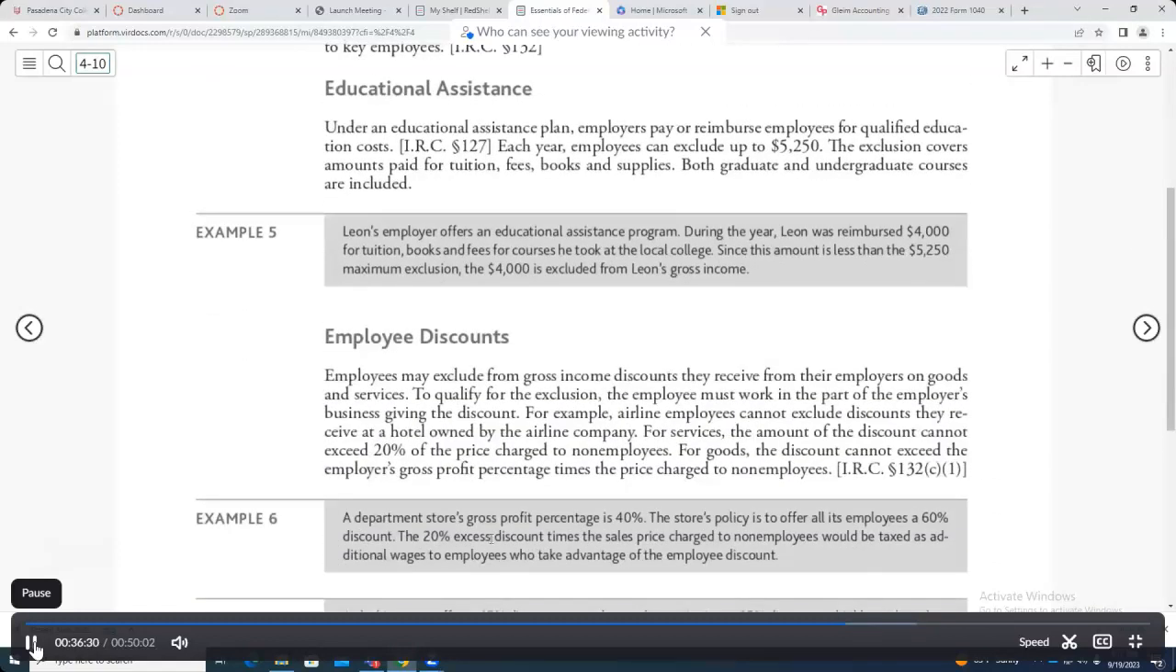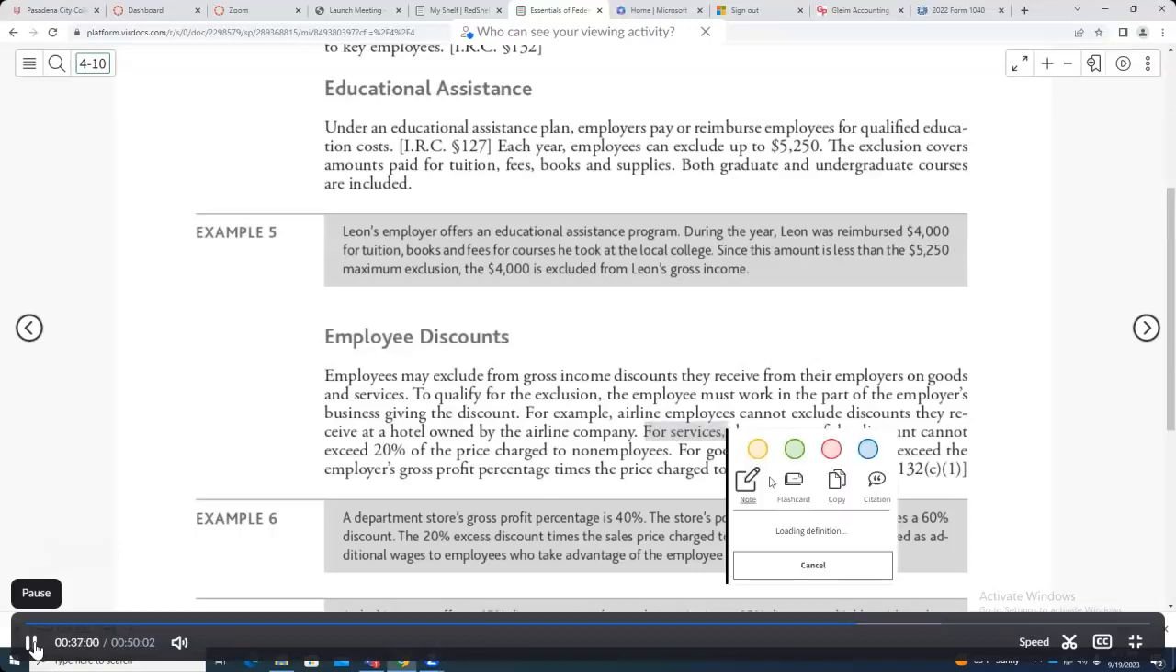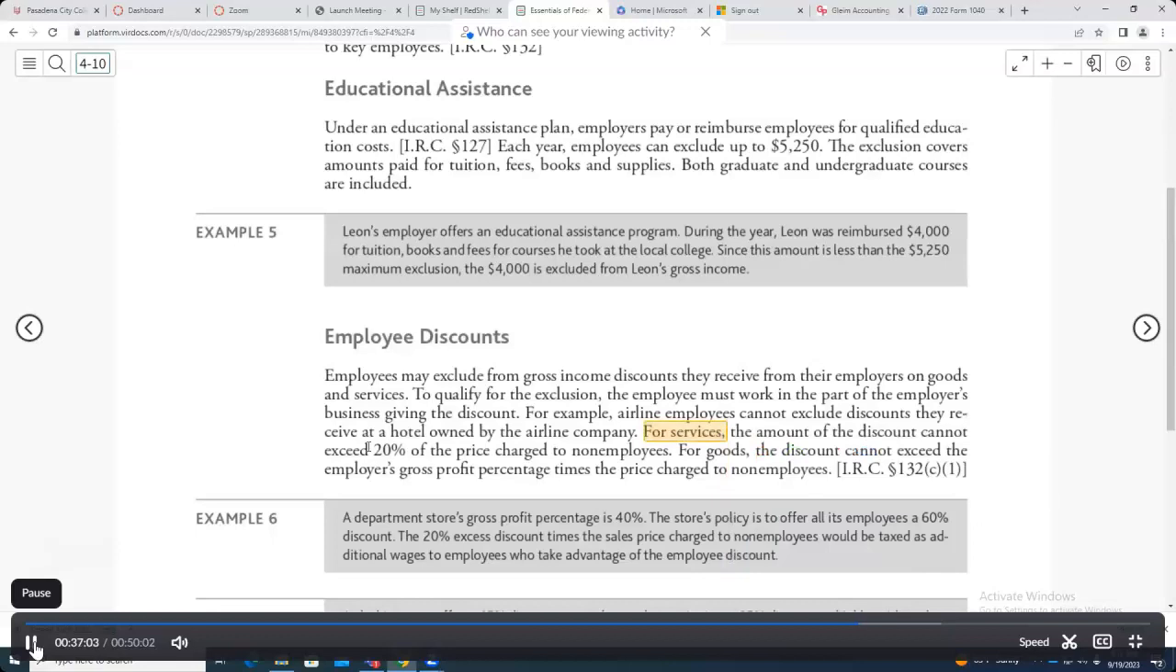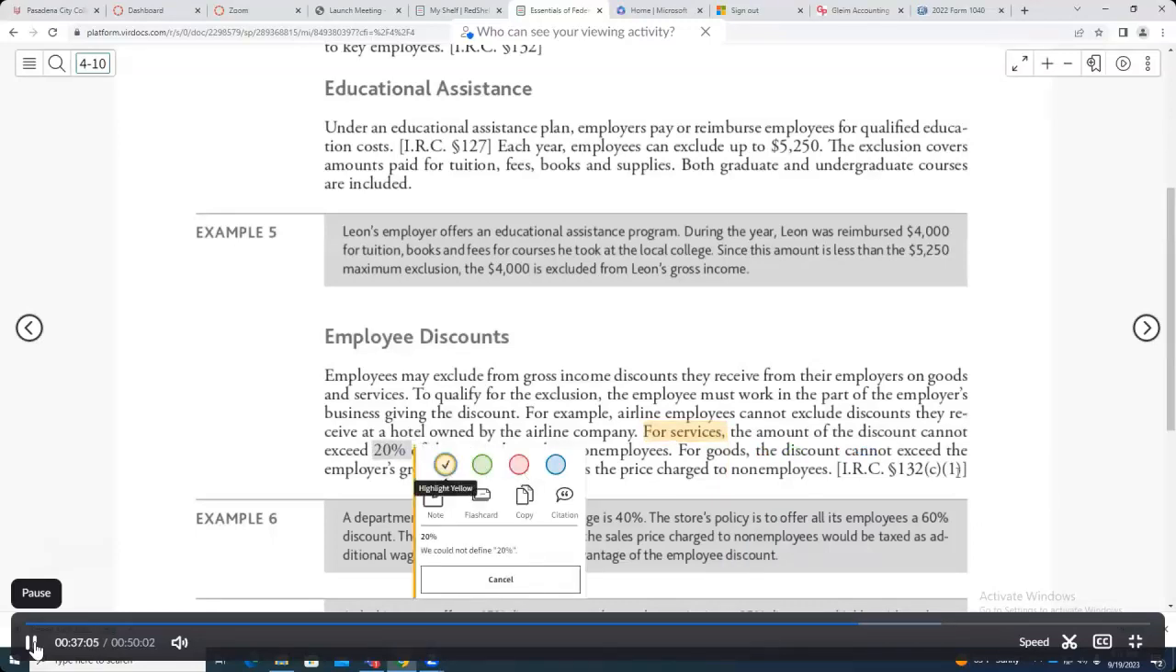Employee discount is a little bit trickier. You might get an employee discount on a service, or you might get an employee discount on merchandise. If you get an employee discount, it has to be offered to everyone in the company. For services, the discount cannot exceed 20% of the price charged to non-employees. And I'm highlighting this: for services it is 20%, okay? For services it is 20%.